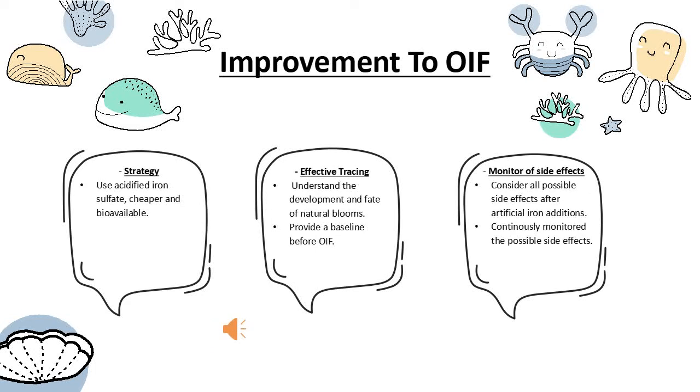The fourth improvement for the OIF is strategy. Use acidified iron sulfate because it is cheaper and bioavailable. The fifth improvement is effective tracing. Understand the development and fate of natural blooms. Provide a baseline before OIF.